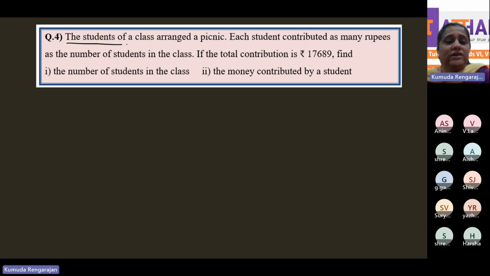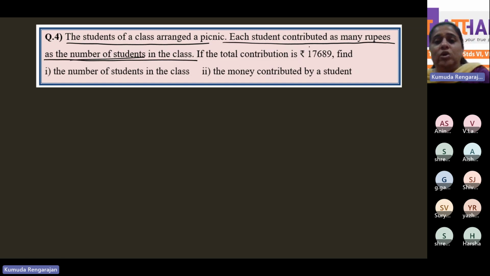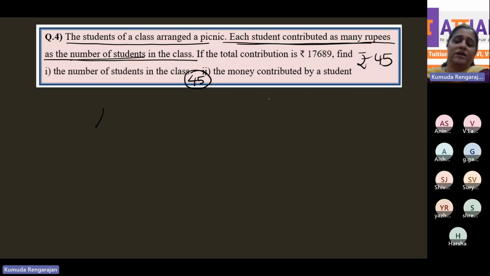Okay, so the students of a class arranged a picnic. Each student contributed as many rupees as the number of students in the class. So whatever is the strength of the class, was the money also contributed by each student. So if the strength of the class is 45, then each student contributes 45 rupees for the picnic.